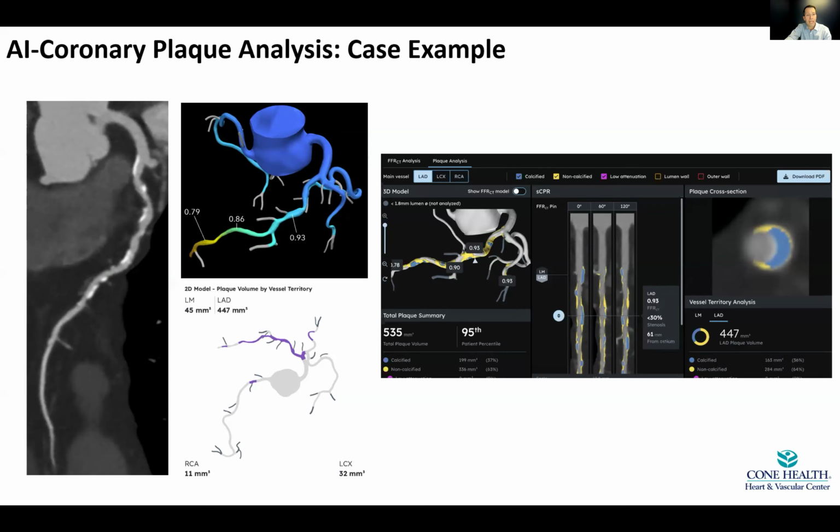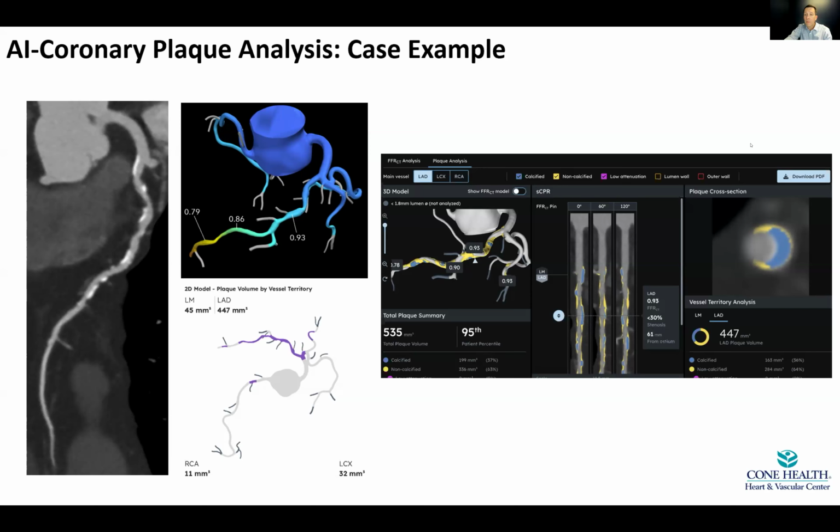Basically, this just shows you an LAD. You can see that this patient has mild to moderate disease, likely moderate in the LAD, lumpy, bumpy. There's calcified plaque. There's non-calcified plaque. This was sent for FFR CT, which was negative across that proximal LAD. But what you're able to see in a nice way is the calcified plaque, the non-calcified plaque, and even the low attenuation plaque.